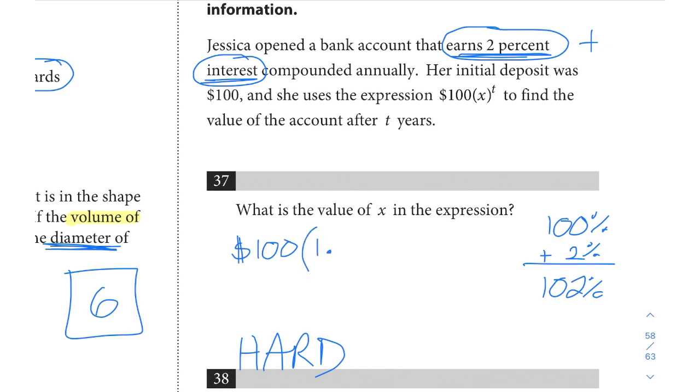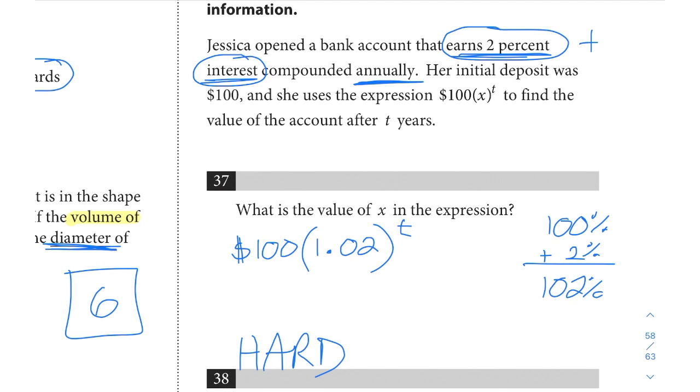Or another way of phrasing that is that you'd be multiplying the decimal form of that, which is 1.02. And then the exponent, the t here, is because this is compounding annually, which basically just means that you're going to be adding that 2% every year, year over year over year. So you'd be multiplying times 1.02 for the first year, and then times 1.02 again, times 1.02 again, times 1.02 again.